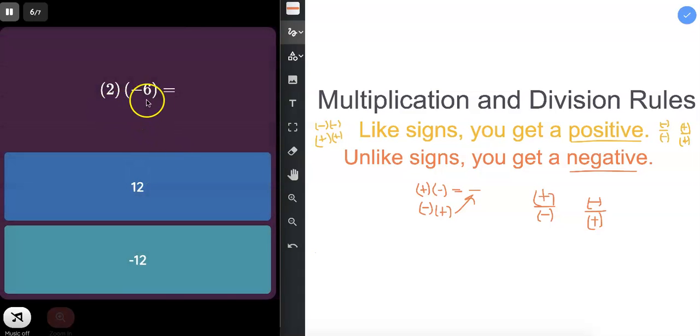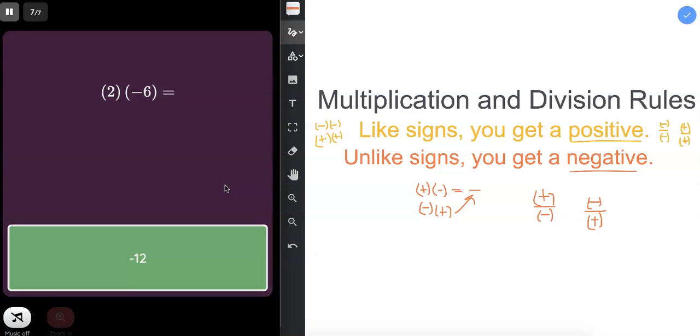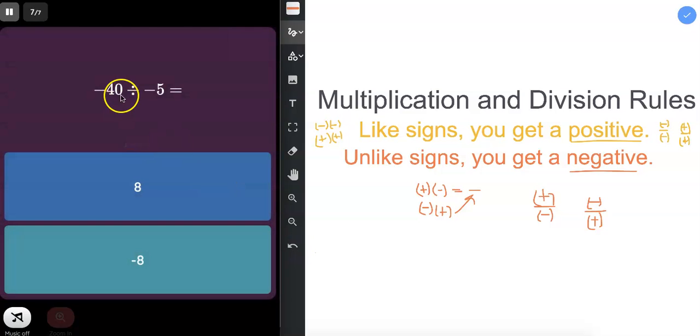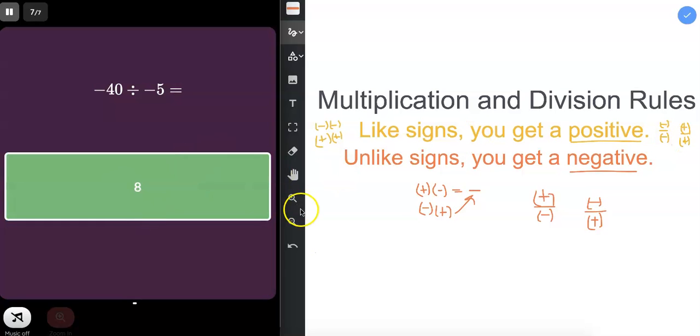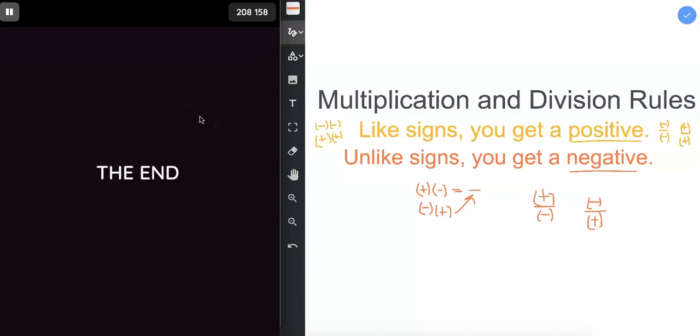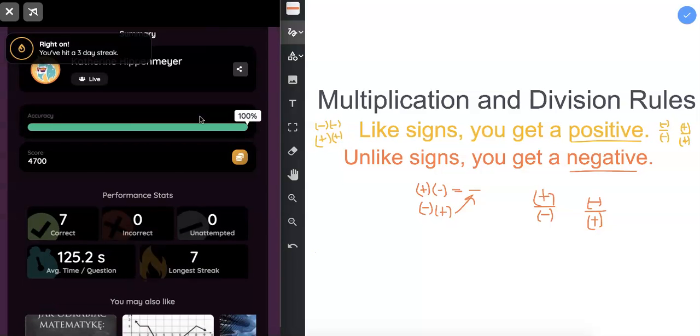Alright, let's figure out what this product is. 2 times negative 6 gives us a product of negative 12 because unlike signs yield a negative. Alright, let's see what quotient we get here. Negative 40 divided by negative 5. Like signs. That's a negative divided by a negative. They're like signs, so we get a positive for our answer. And I'm finished with the quiz. Your quizzes are longer than that, but I'm hoping that this review was enough so that you can do a good job on your quizzes on your multiplication and division rules.